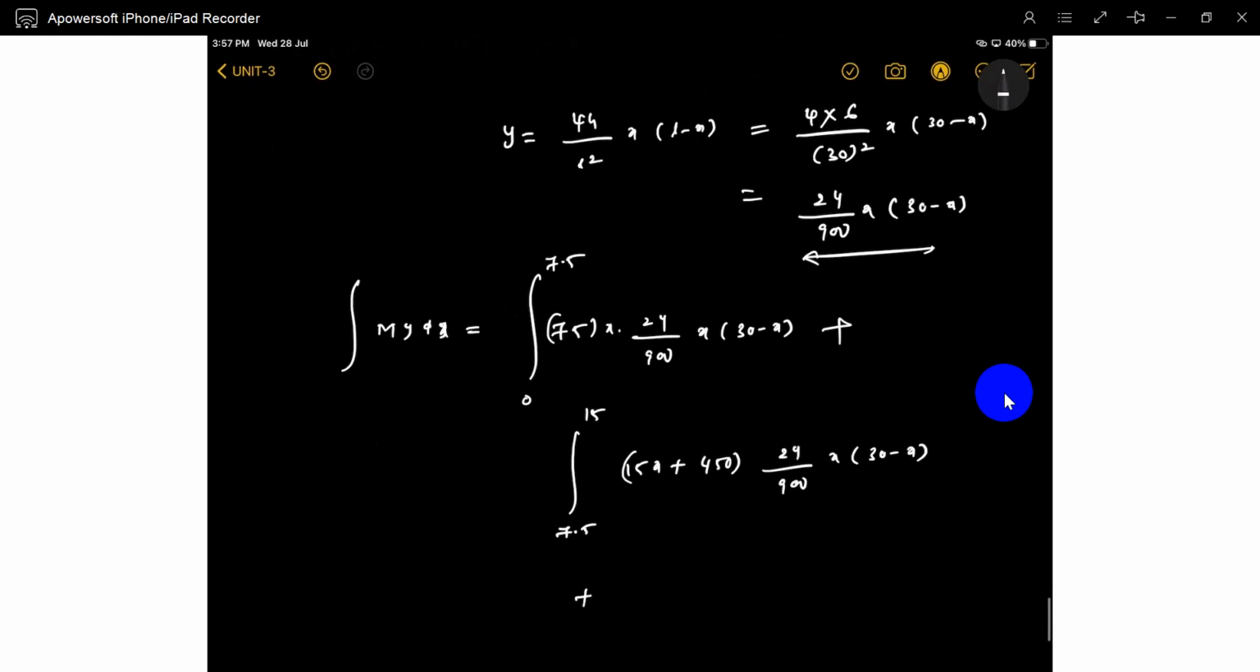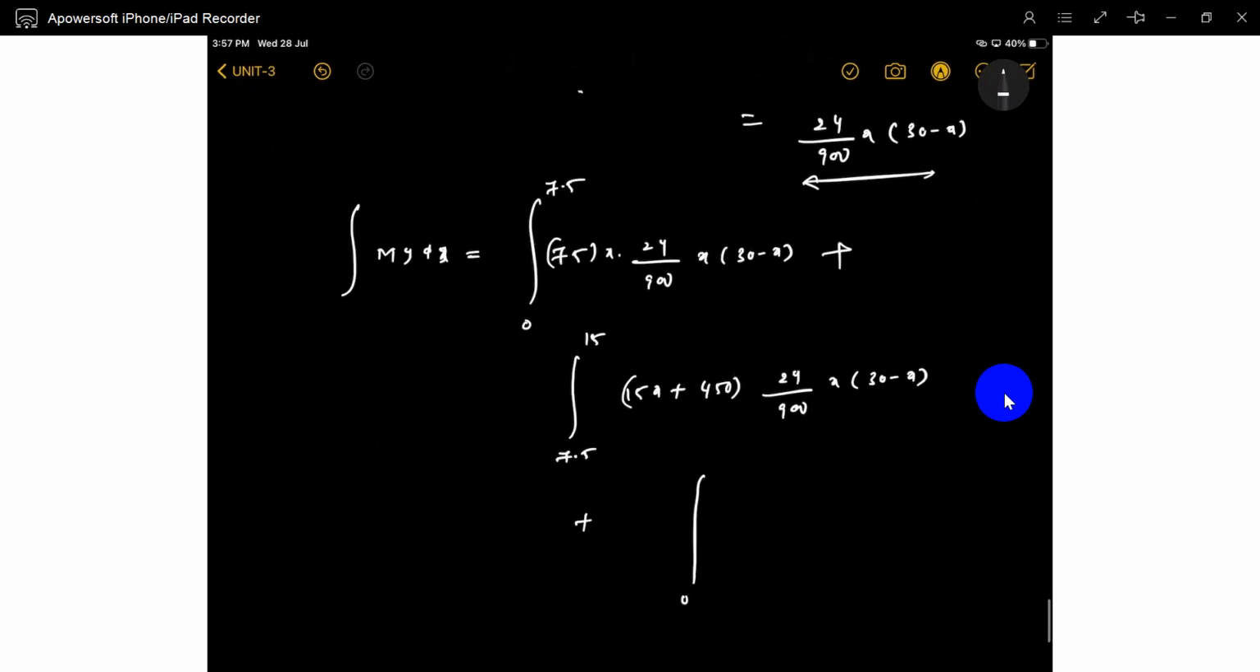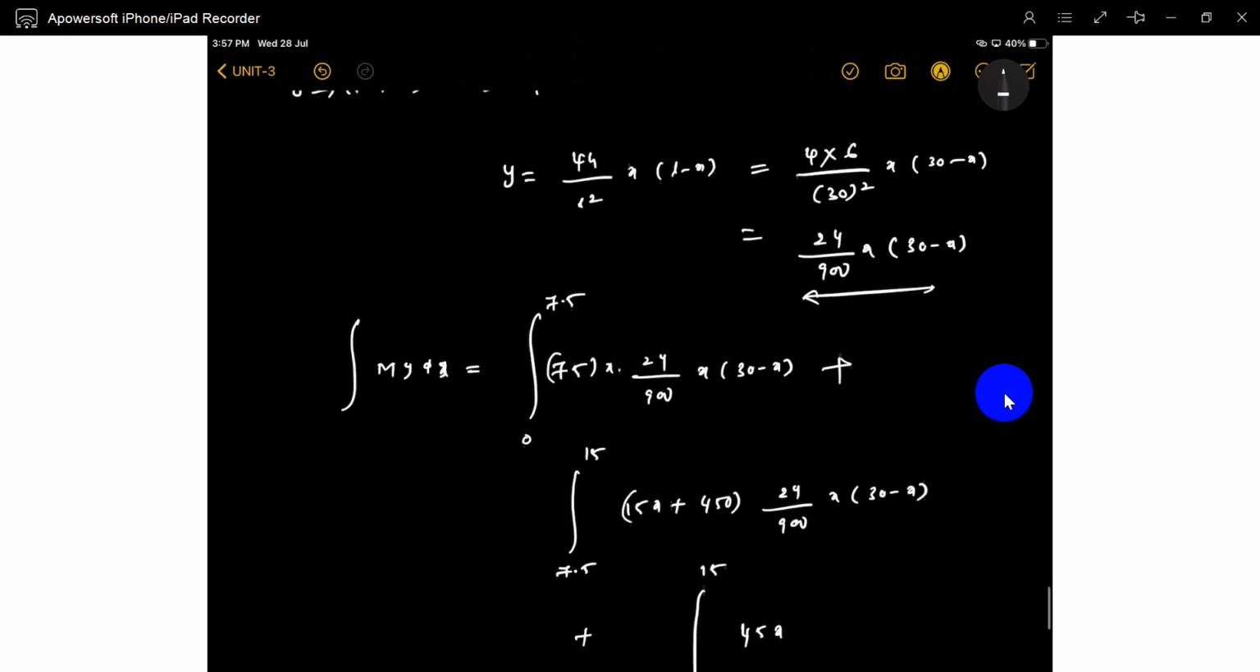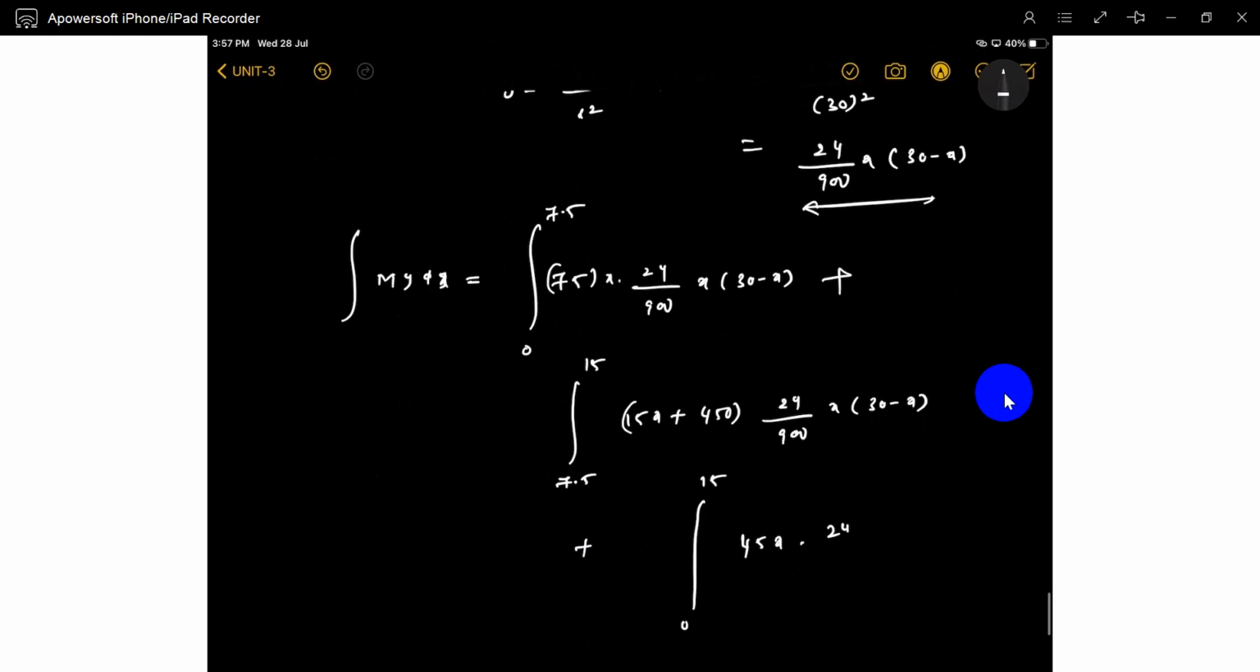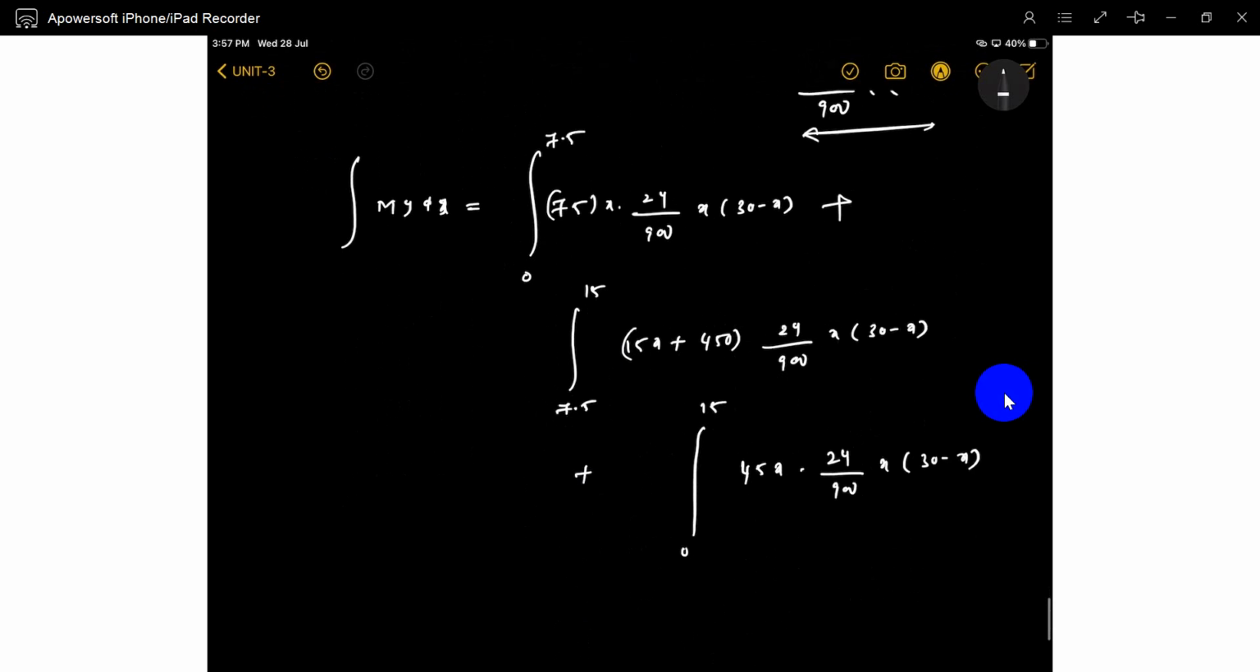So third thing is 0 to 15. So what is that value? 45x. That's it now, 45x. Y is same. Y is 24 by 900 x into 30 minus x. That's it now. That's the value.